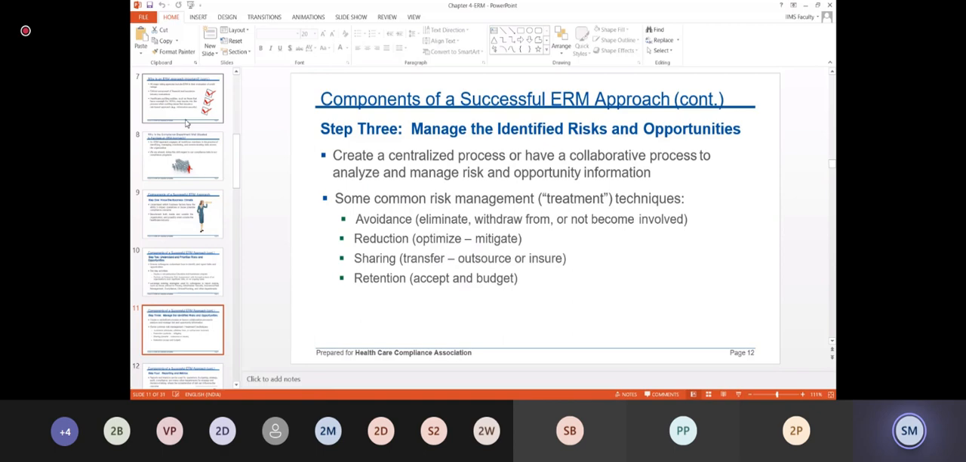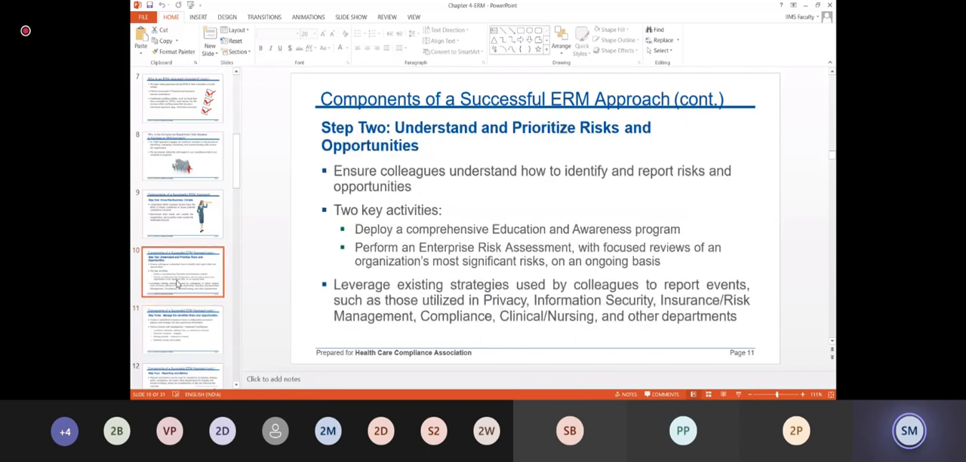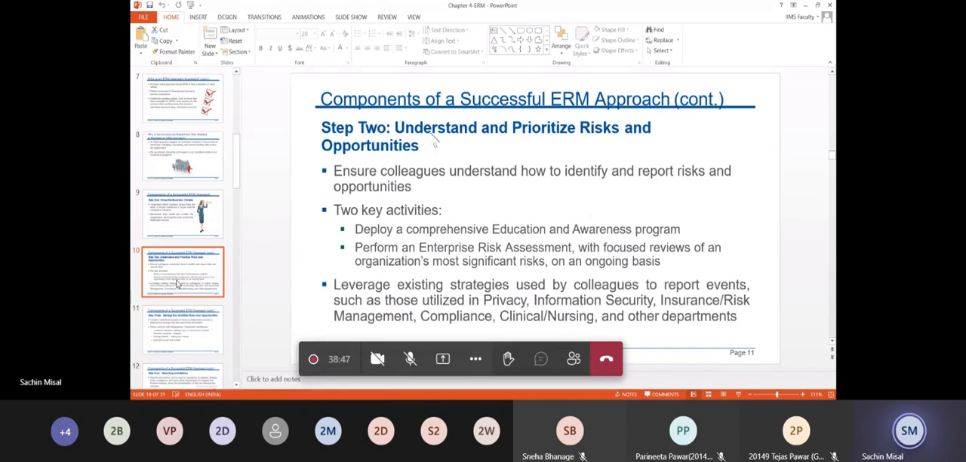So manage the identified risk and opportunities. How can we handle the risk, anyone in the class? If there is a risk, how can we manage it? We identified the risk, we know the risk, but how can we manage the risk? How do you manage risk?